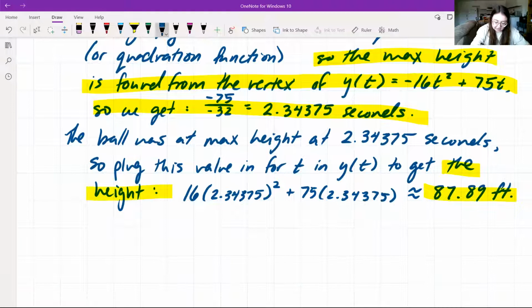So the max height in this case was found by using when we had that max height occur. We used that time to plug into our equation to find the actual max height, which we got was about 87.89 feet.